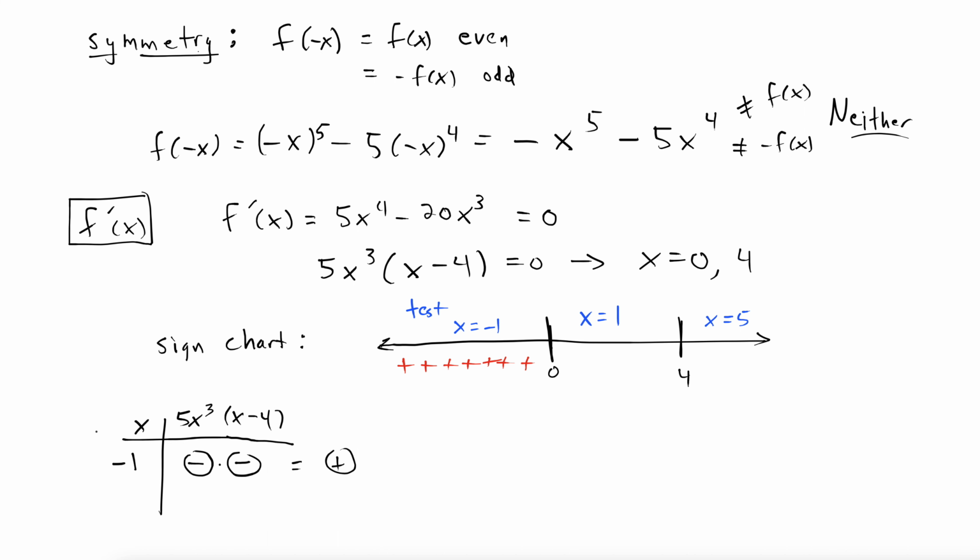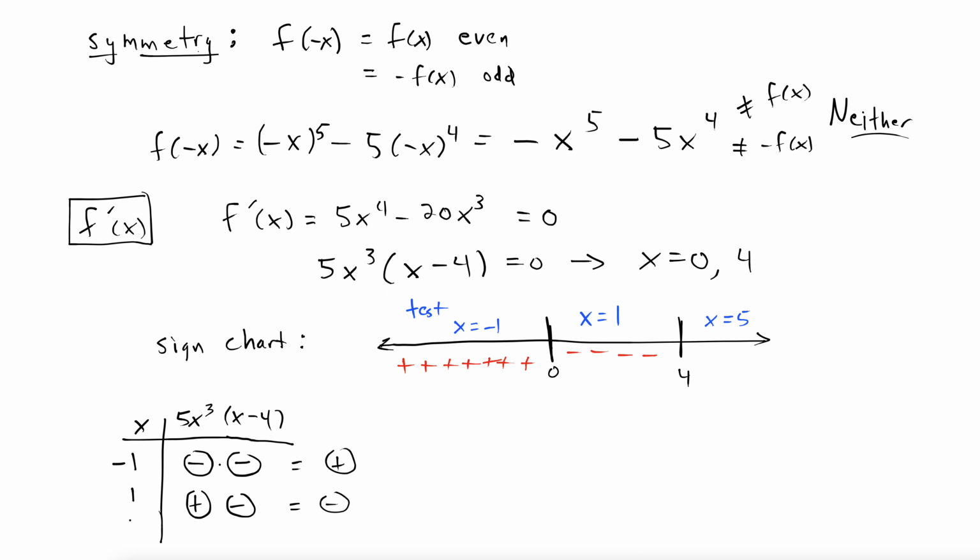On to the next point, x equals 1. So we put in 1 for x. 5x cubed, when we put in 1 for x, it is positive. 1 minus 4 is still negative. Positive times a negative is negative. So it is decreasing in that middle region. So I'm going up to my sign chart, putting in negatives everywhere.